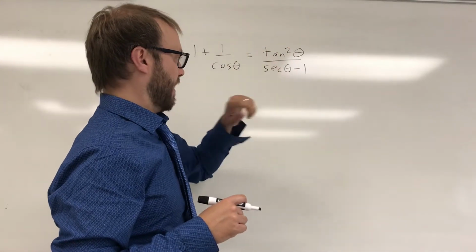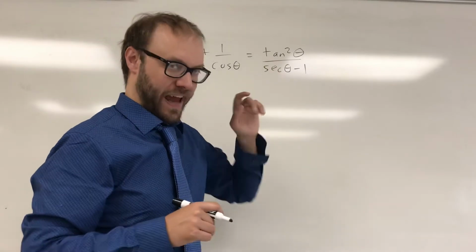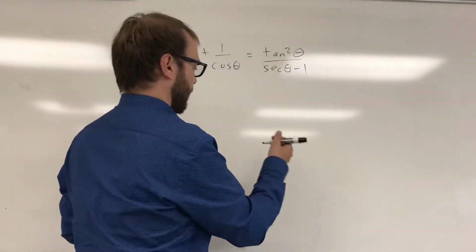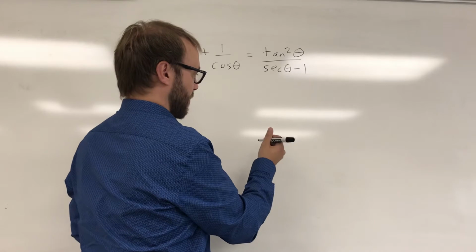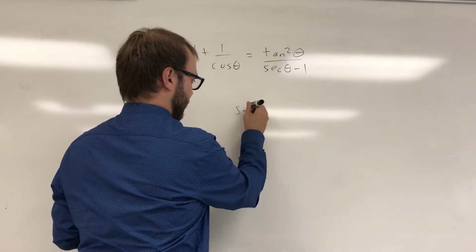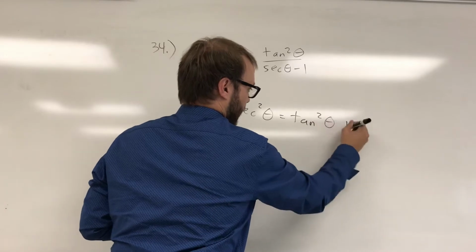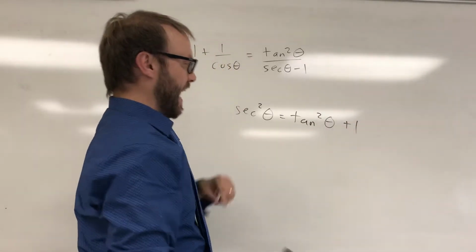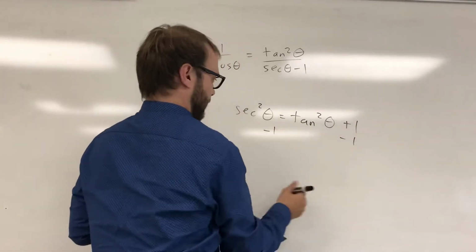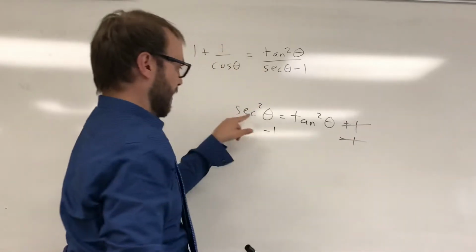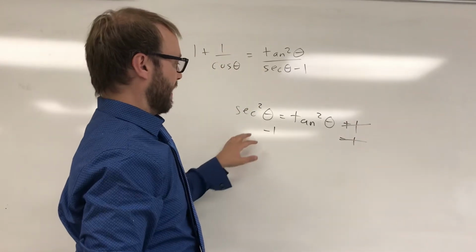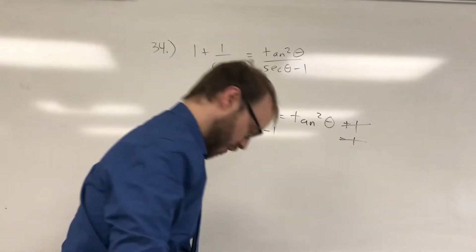Tangent squared of theta doesn't directly link to that, except, remember, we have an identity, one of the Pythagorean identities, that says that the secant squared of theta is equal to the tangent squared of theta plus 1. And that means that tangent squared of theta is equal to secant squared of theta minus 1. And I'm thinking, you know, that would sync with that pretty well.